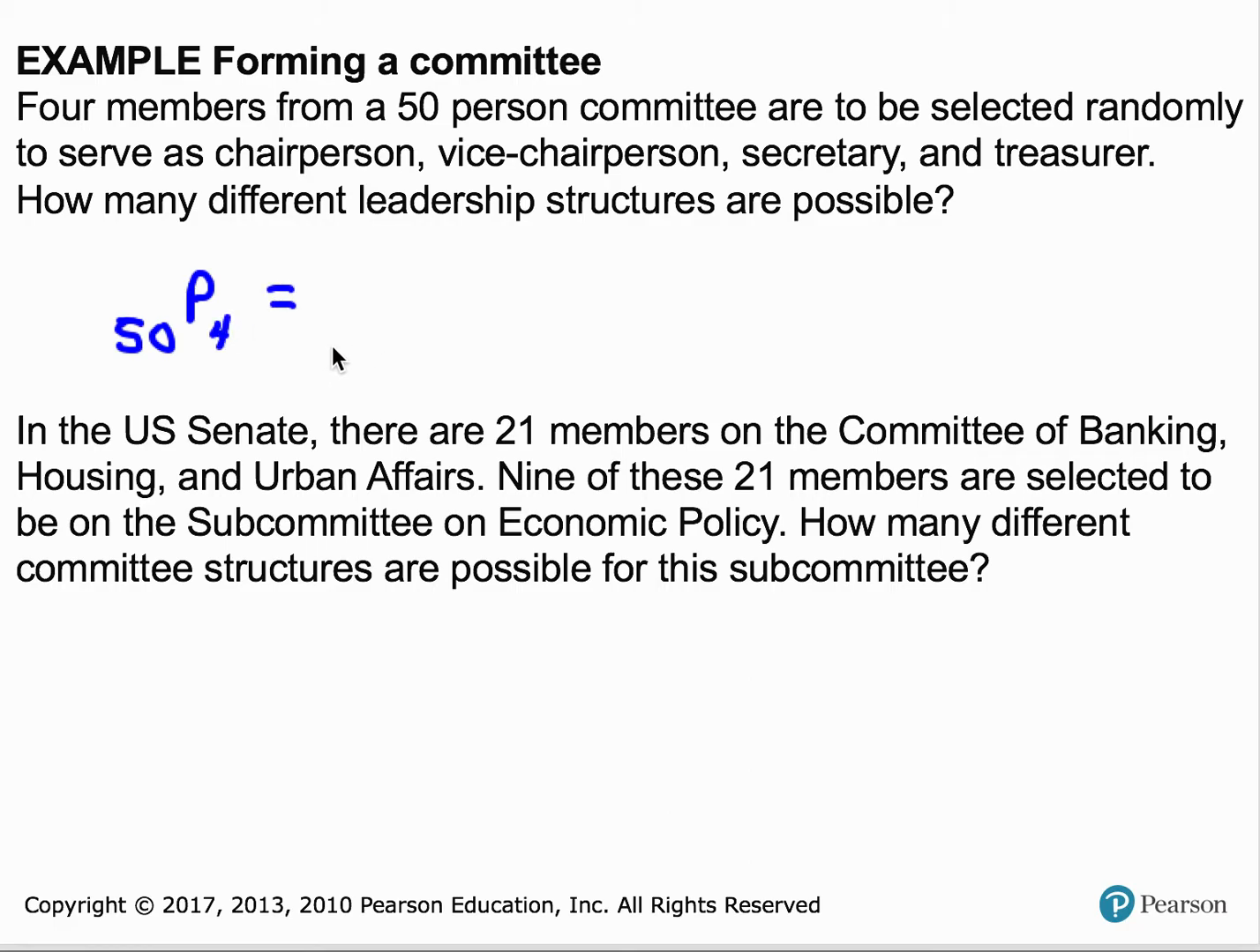Okay, so we can do that on our calculator. 50. Go into your probability. Choose the permutation option. And then 4. So 5,527,200.